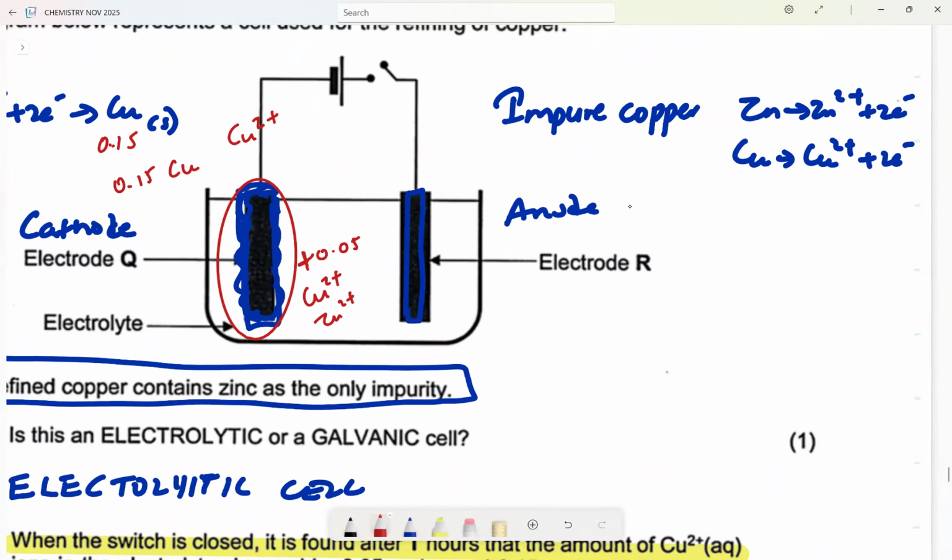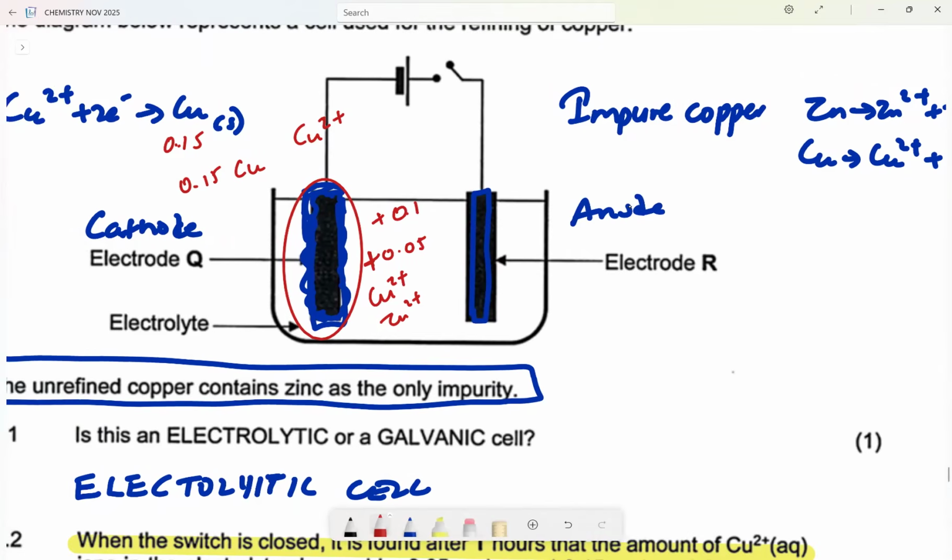Okay, I want you to make sense of this part that I'm going to say here. If 0.05 were found in the electrolyte here, and 0.15 of copper was deposited in here, it means somewhere, somehow, there is 0.1 mole of something that was deposited. Which one is that something?